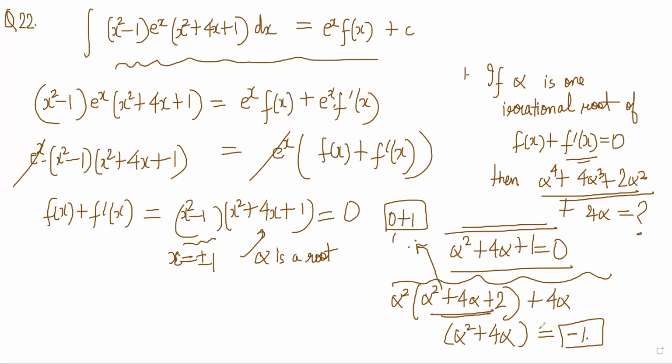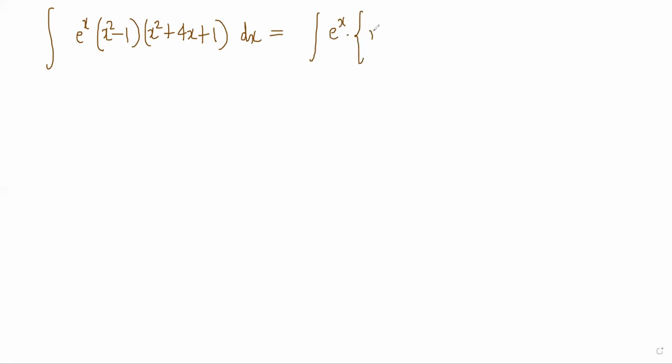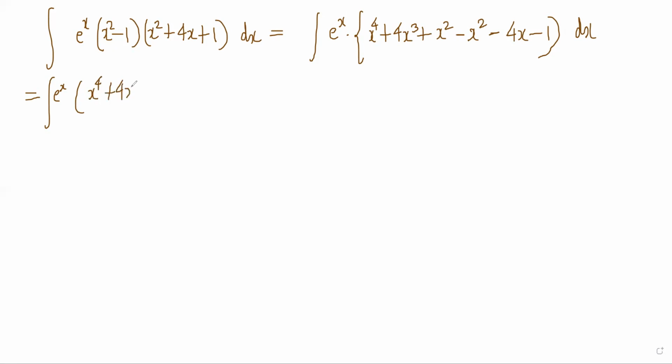Like if I had to integrate the original expression, if somebody asked me f of x here, right? So let's try doing that. So you have e power x, x square minus 1 multiplied by x square plus 4x plus 1 dx. Now, if you write it as e power x, x power 4 plus 4x cube plus x square minus x square minus 4x minus 1, right? This becomes e power x, x power 4 plus 4x cube minus 4x minus 1, right?